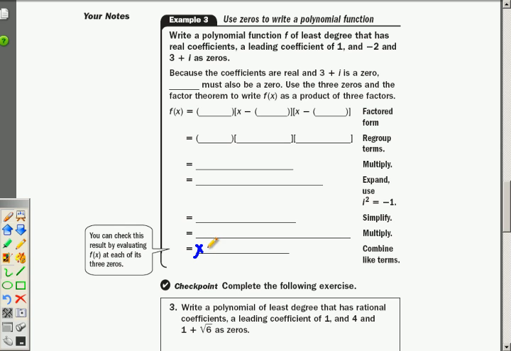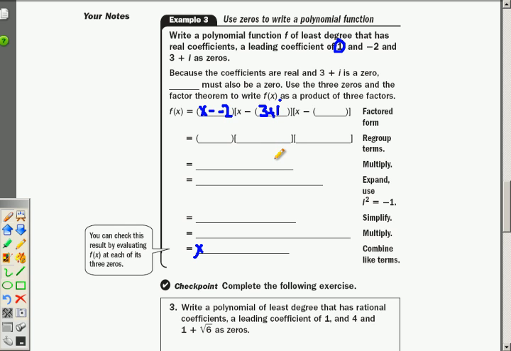So my leading coefficient is going to be x to the whatever power. That's an important thing to know. Okay? And -2 is one of the zeros. That means x minus -2 is going to be one of my factors. 3 plus i is another one of the zeros.